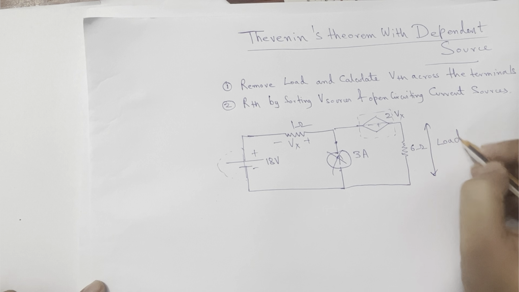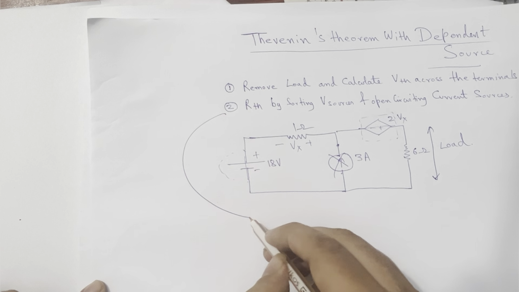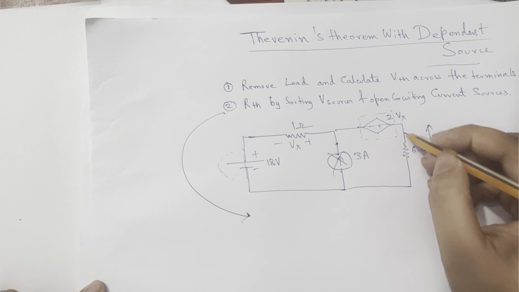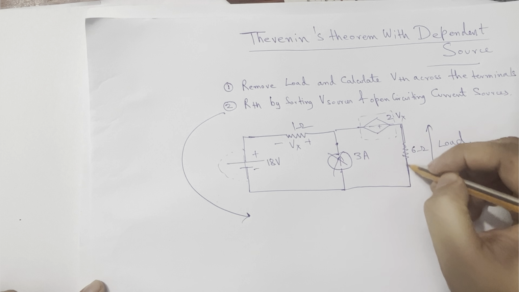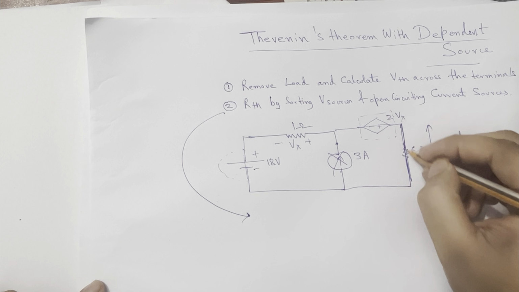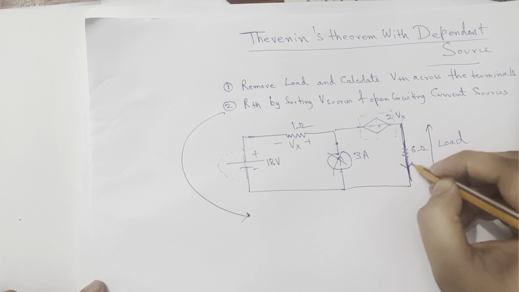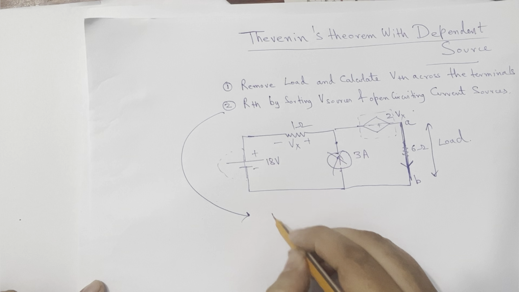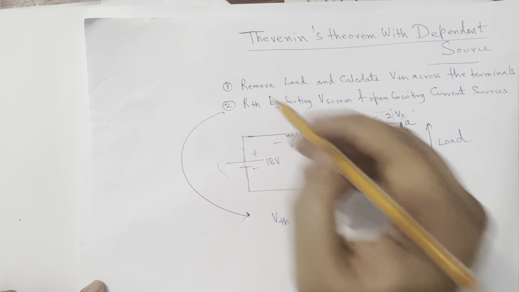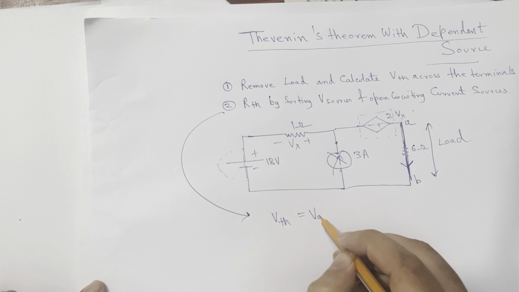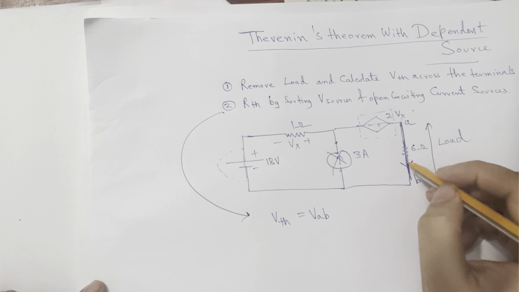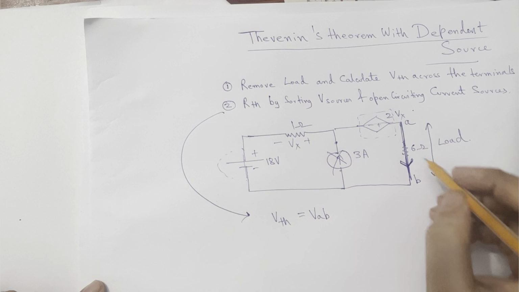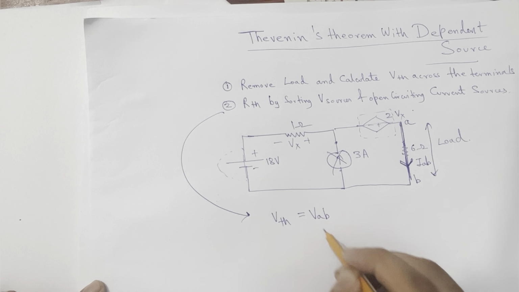But we will not do this. Step 2 will be changed. Now we will short circuit the terminals where the load was present. We already found this is terminal A and this is terminal B. We already find VTH in the first step, which will be equal to VAB, and now we will find the current with all the sources present. This current will be termed IAB.